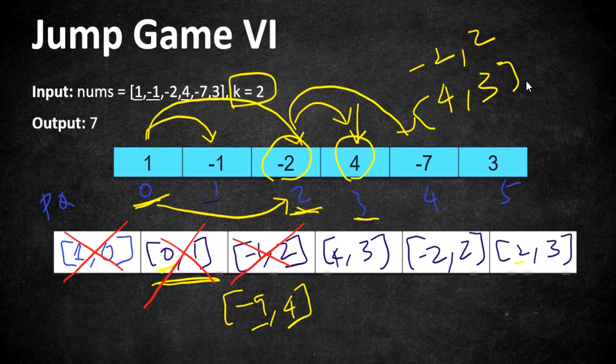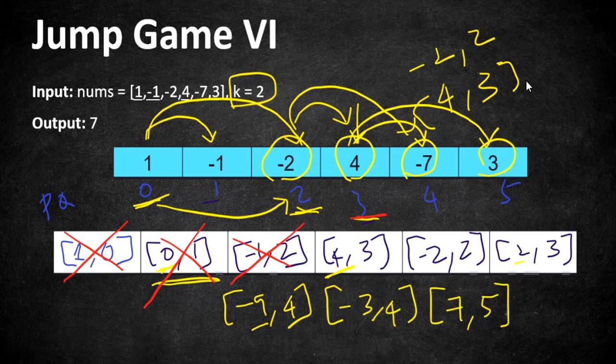From 4 comma 3, that is from index 3, you can either land on index 4 or index 5. Adding the scores of -7 and 3 to the current score of 4, we get -3 comma 4 and 7 comma 5, which is actually the maximum score so far.